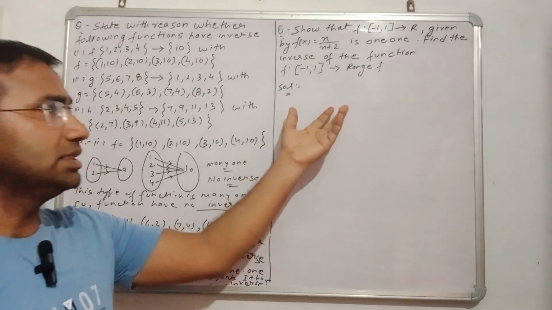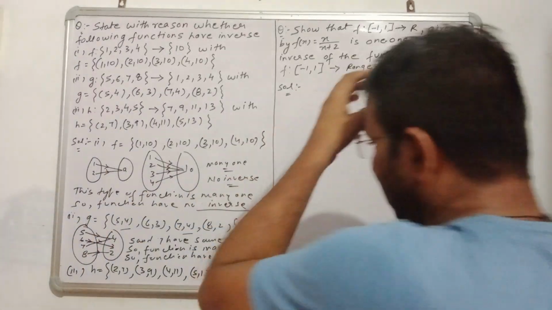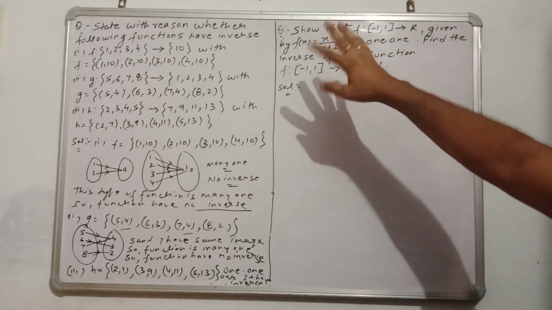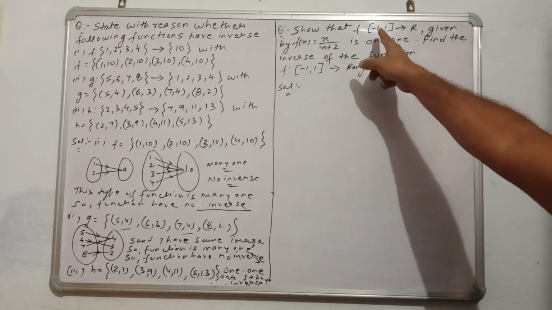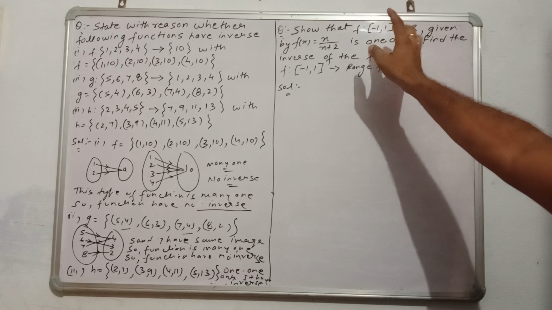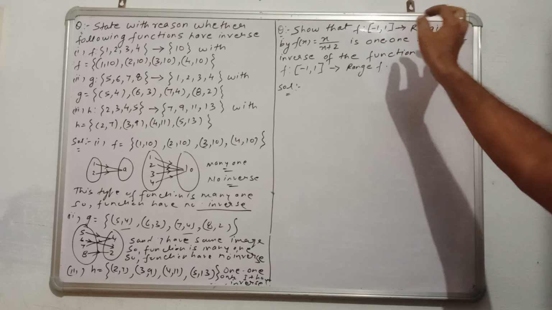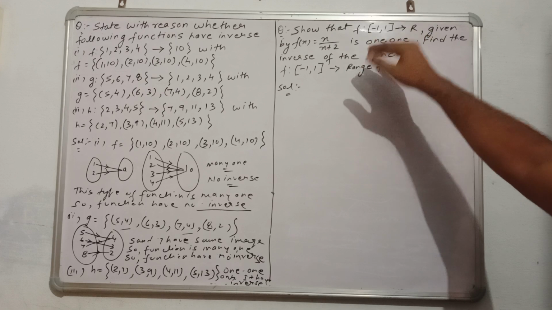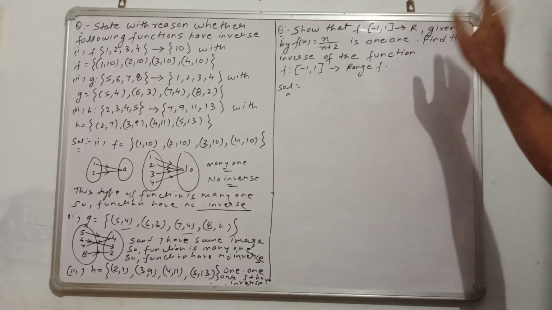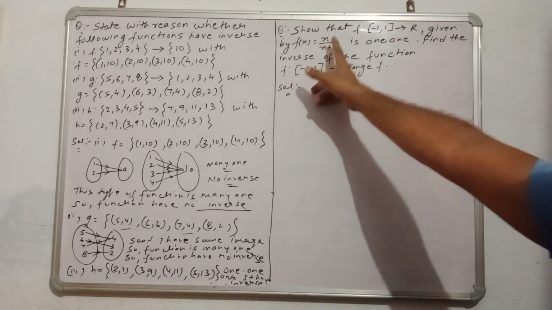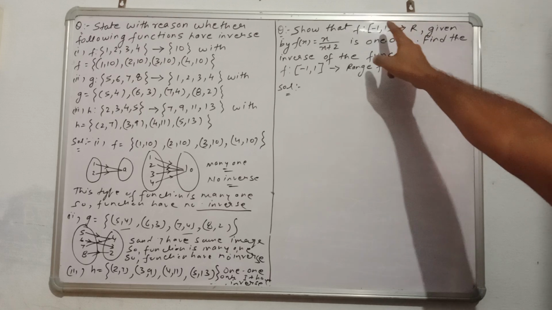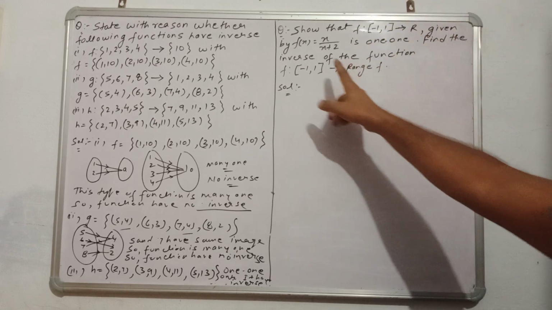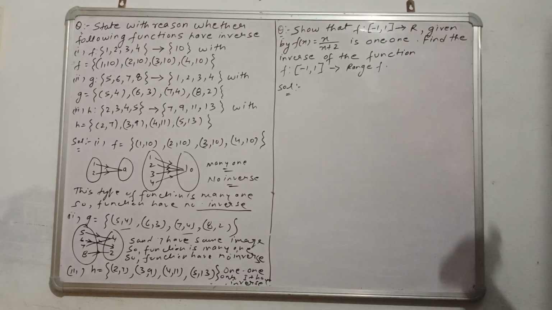Now let us see the next one. The next one says you have to show a function from the closed interval minus 1 to 1, meaning you take the values minus 1, 0 and 1, to R. On putting these values you will get values in R, given by f(x) = x upon x plus 2. So this belongs to R, this also belongs to R, and you have to show that this function is one-one.